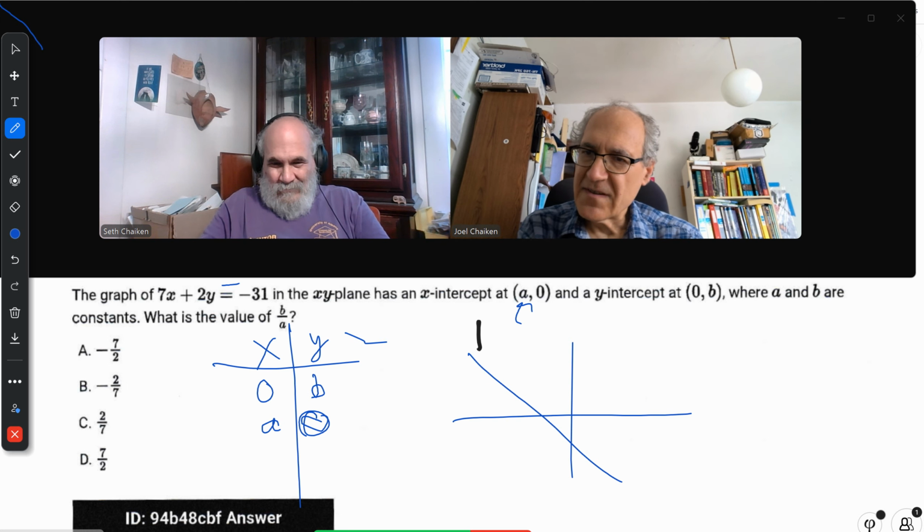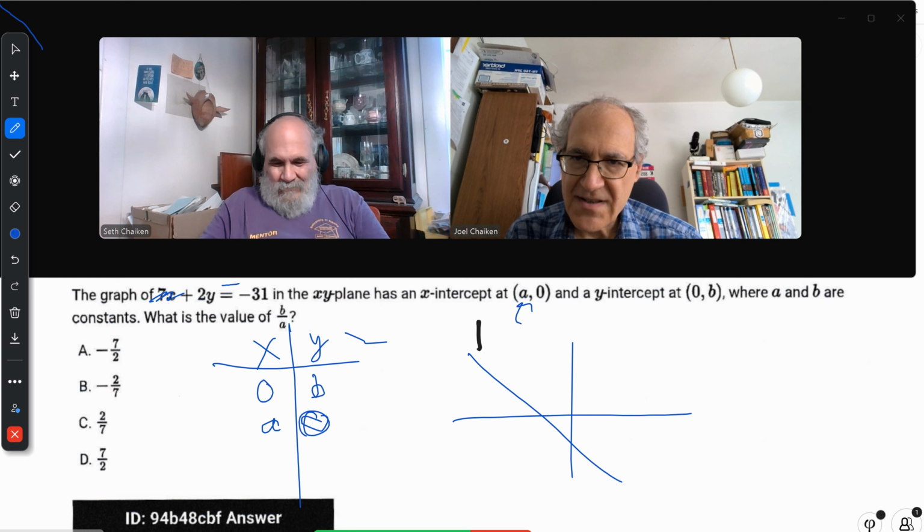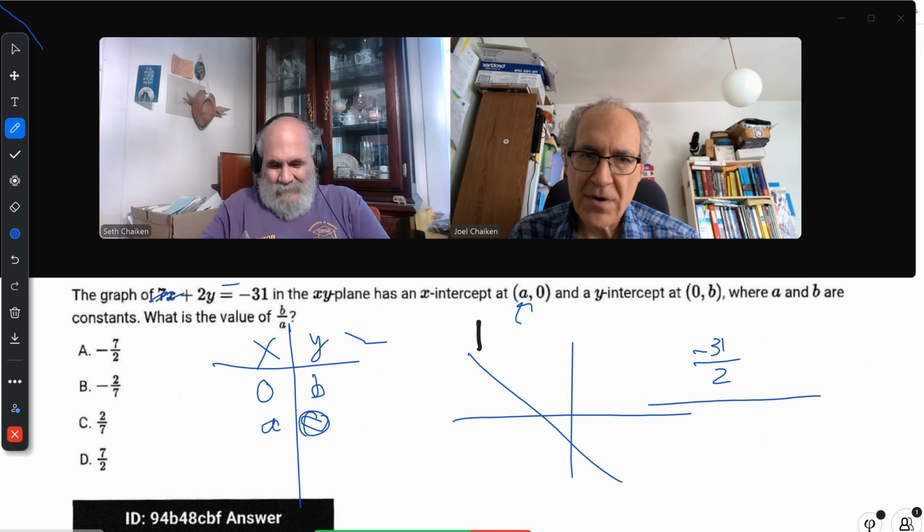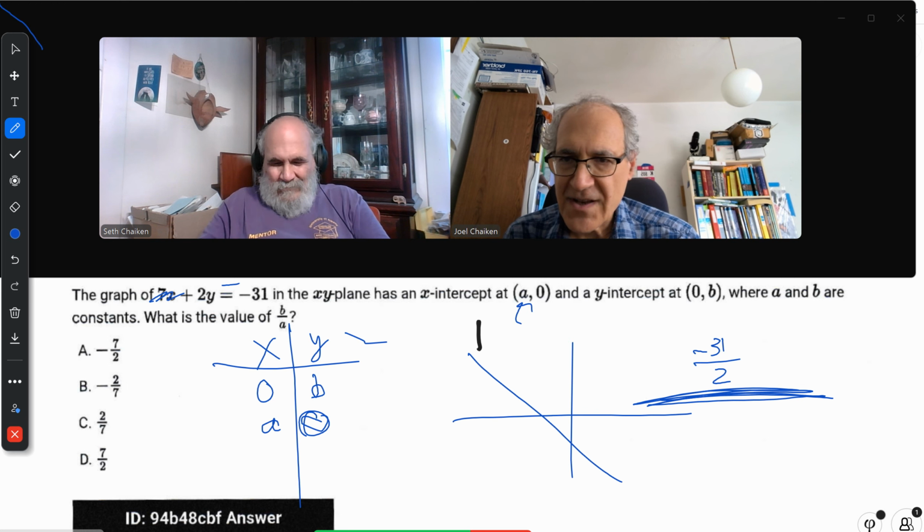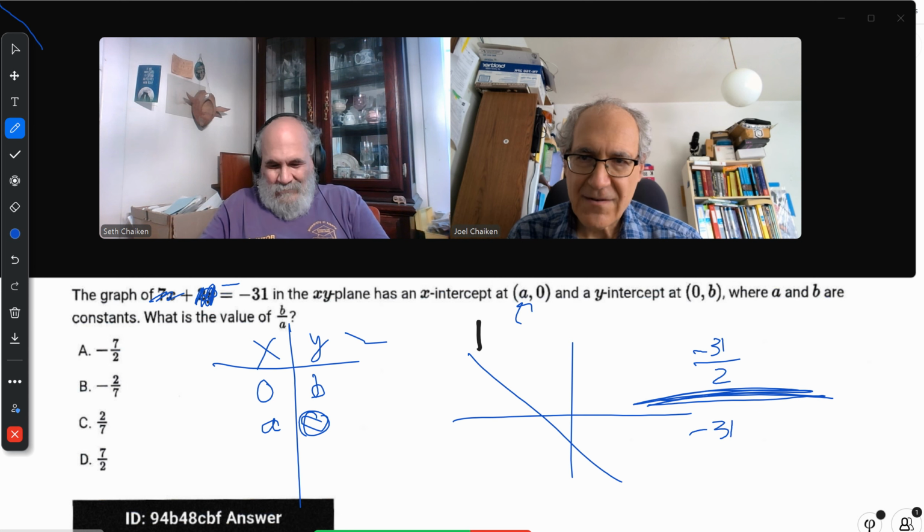So then you just plug x equals 0 into here, so you solve for b. So b is negative 31 over 2. And then you do the other thing. Now it's messy. You make y be 0, and then you solve for x. So it's negative 31 over 7.